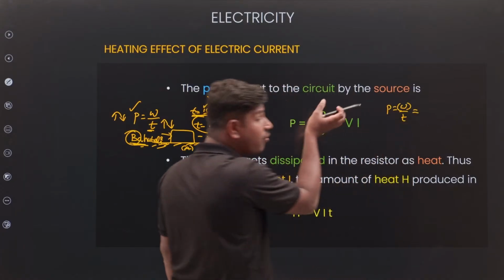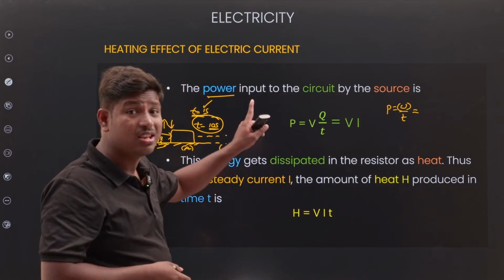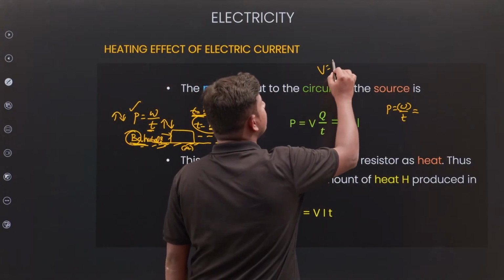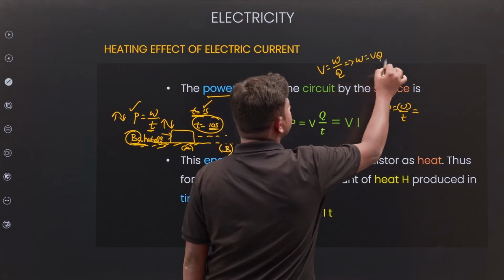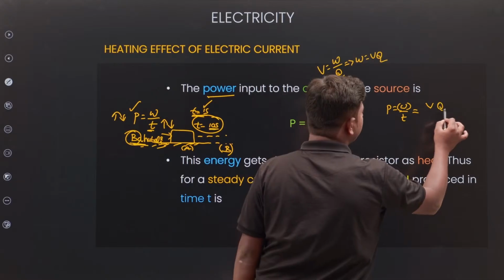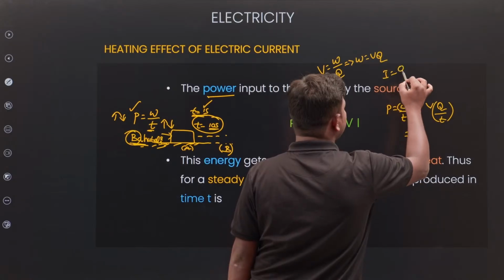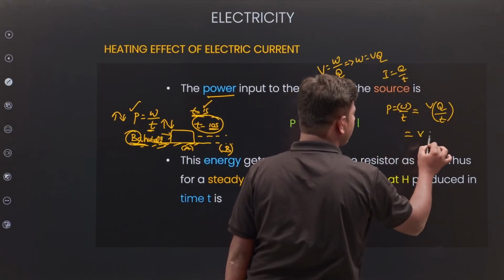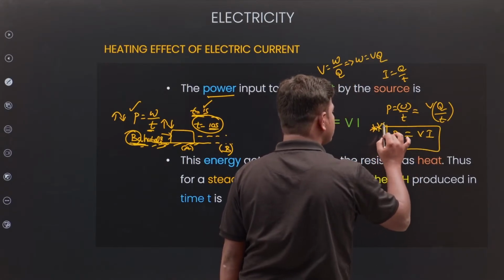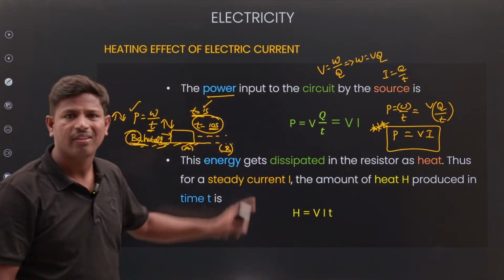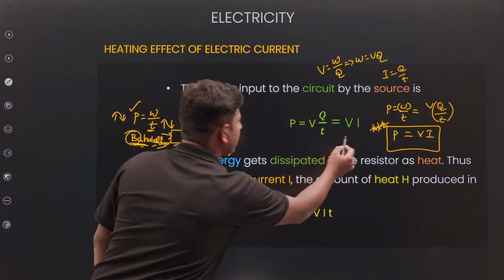So what is the relation between work done and potential? In potential we discussed that V is equal to W by Q. Then W is equal to VQ. Substitute VQ by T. So Q by T is I. In place of Q by T substitute I. So power P is equal to VI, the formula in terms of potential and current.